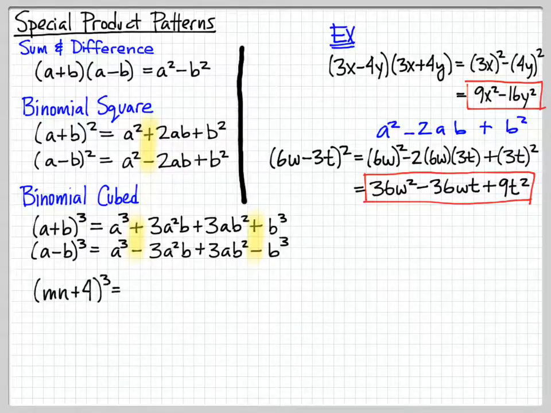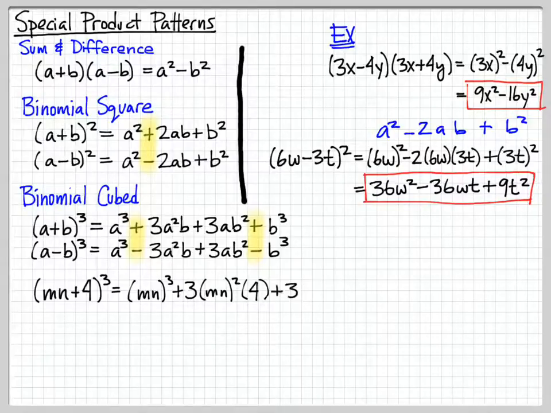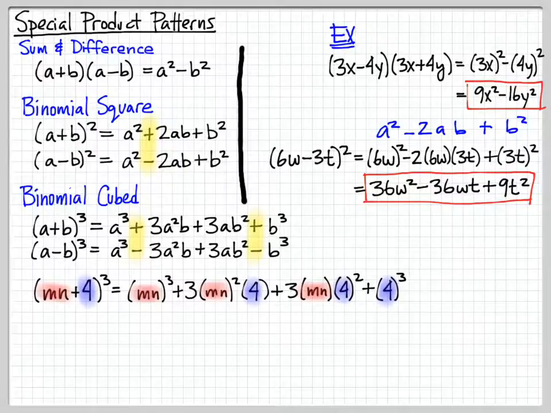And then lastly, let's see how it applies to my binomial cubed case. So again, I just plug it into this pattern that I would like you to memorize. It's very useful again. It saves you time. So in this case, I'm using this pattern up here. I have my a cubed term right here, my 3a squared b term right here, my 3ab squared term over here, and then lastly I have my b cubed term right there.